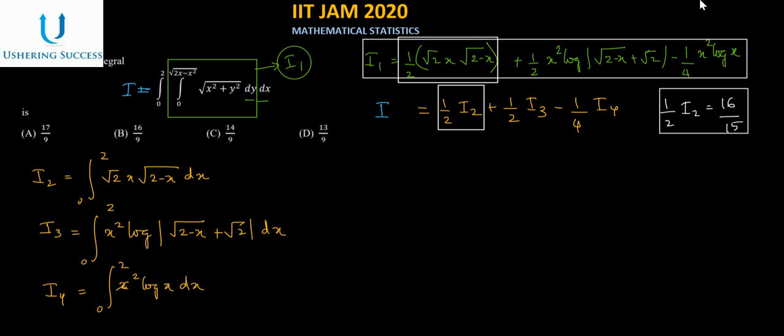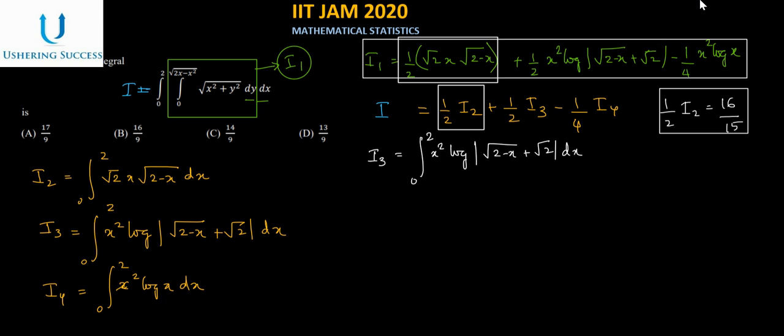Now we will go to the integral I3. I3 is equal to the integral from 0 to 2 of x square log of modulus of root over 2 minus x plus root 2 dx.